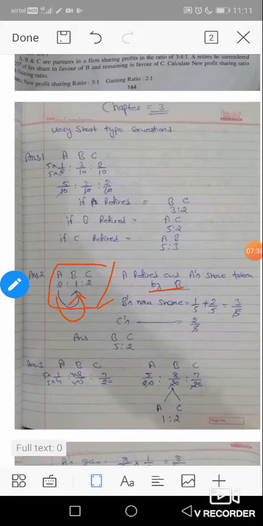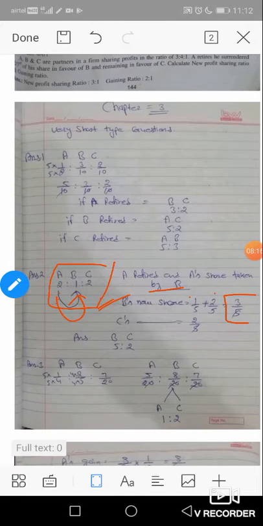A retired. First of all, we will calculate B's new share. B's old share, from 2:1:2, is 1/5. B gets A's share, and A's share is 2/5. So 1/5 is B's own share and 2/5 is A's share. Then 1/5 plus 2/5 equals 3/5, which is B's new share.